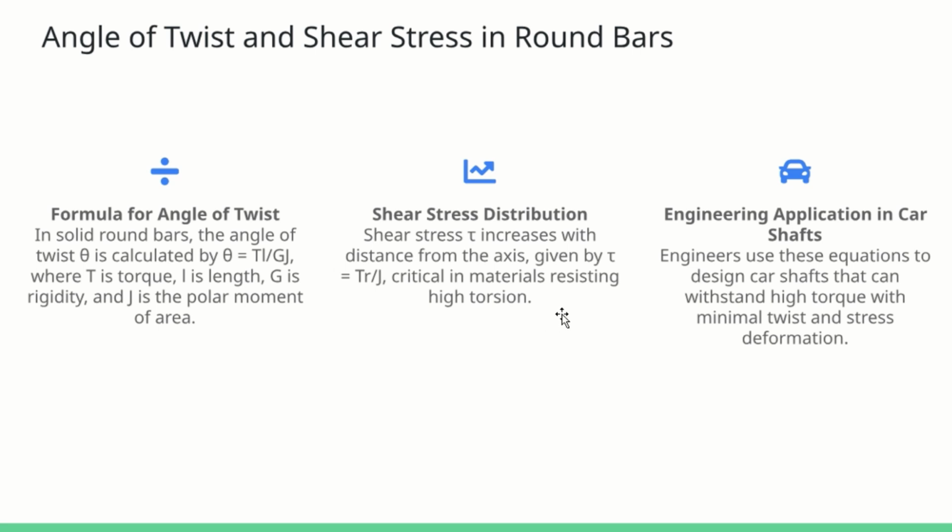Engineers use this equation to design car shafts that can withstand high torque with minimal twist and stress deformation. You see your car always moving, it has twisting. The shaft has high torque, so engineers calculate everything so that the shaft does not become damaged.